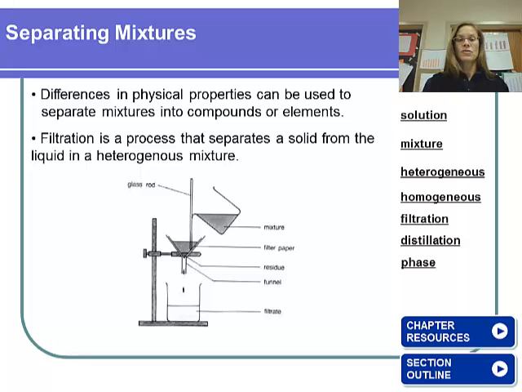Filtration, which is illustrated here, is a process that will separate solid from the liquid in a heterogeneous mixture. Many of you used the filtration process in this last lab in the experiment with the silver nitrate and the sodium chloride. You basically formed a precipitate when you mixed those two liquids, and then you were able to separate that solid out from the liquid in that heterogeneous mixture by filtering it.